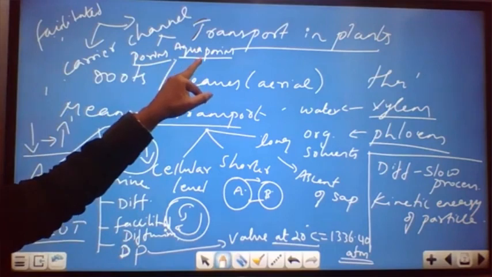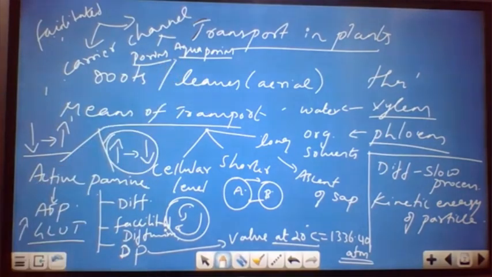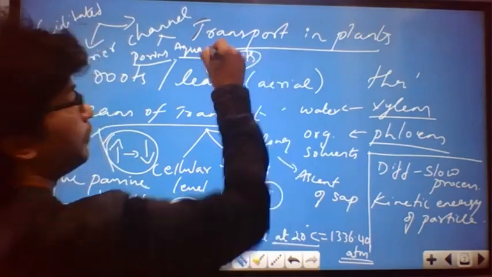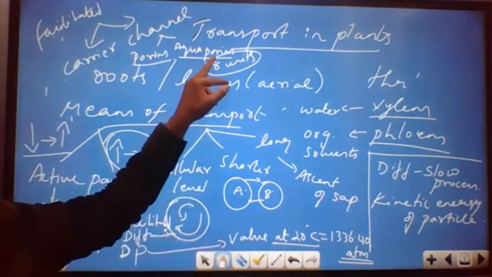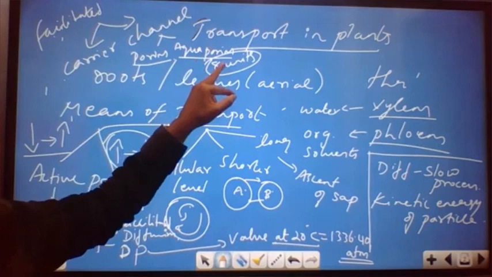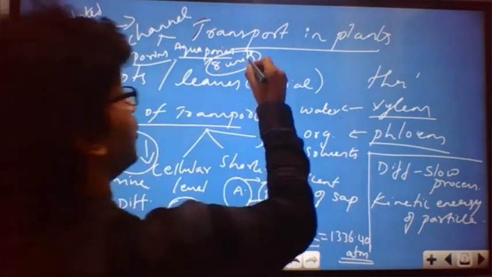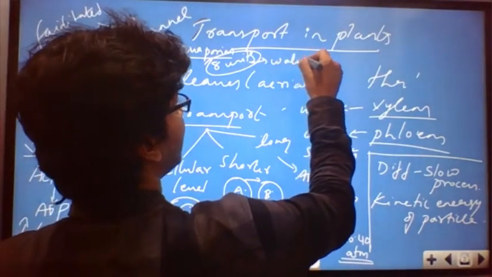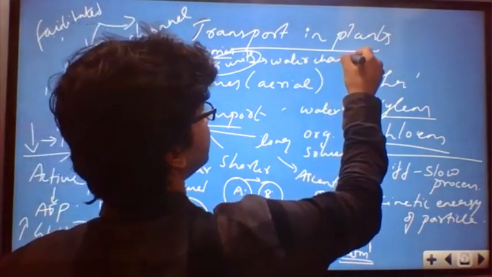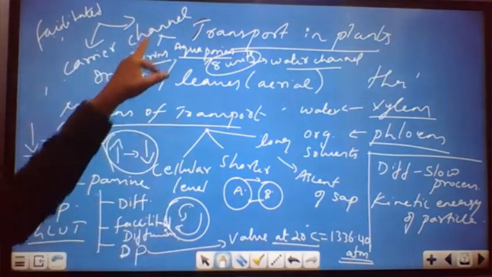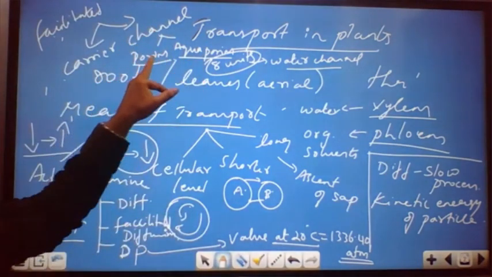And coming to the aquaporins, usually these aquaporins are an 8-unit structure. This consists of 8 units, which fuse together and form a water channel. These 8 units of aquaporins fuse together and form the water channel. So the channels can be classified into porins and aquaporins.